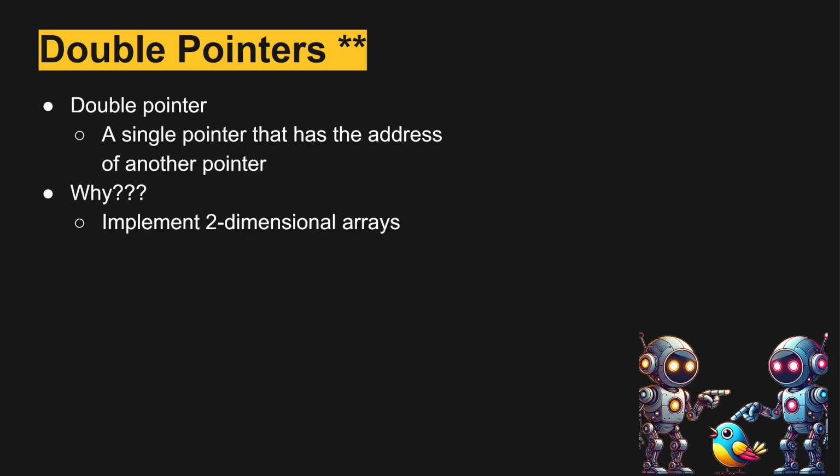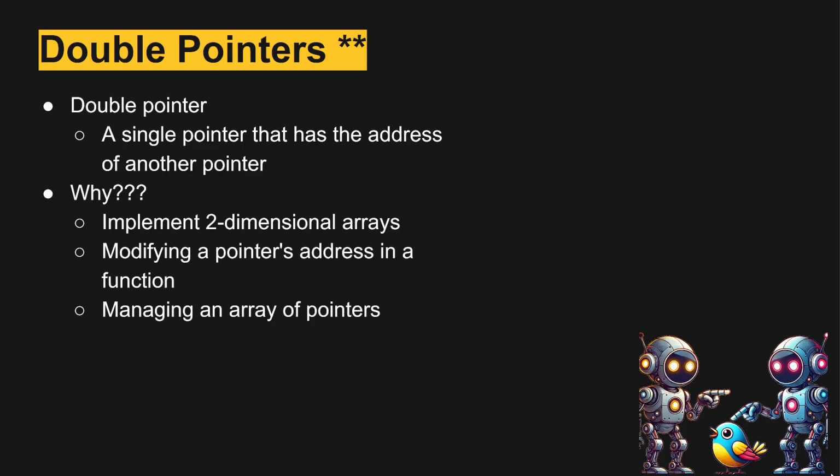Why might we want this? Well, it's used to implement two-dimensional arrays, especially dynamically growing two-dimensional arrays. It'll allow us to modify a pointer's address in a function when with pass by value we would otherwise not be able to modify it. And it can allow us to manage an array of pointers.